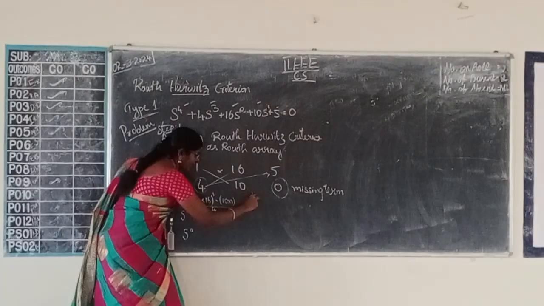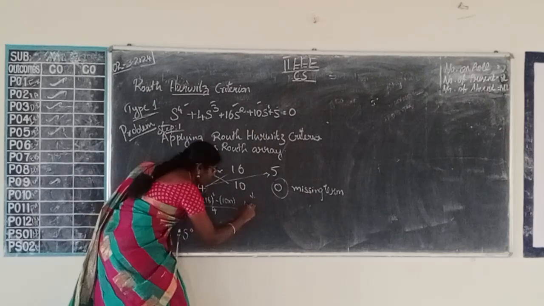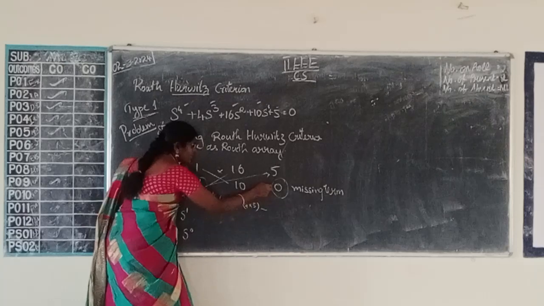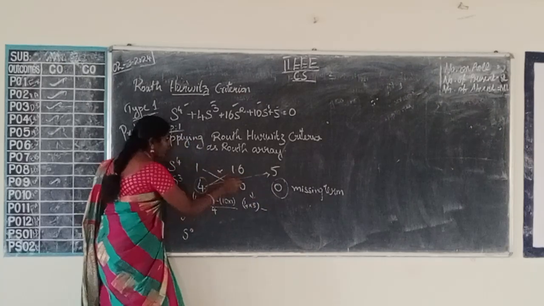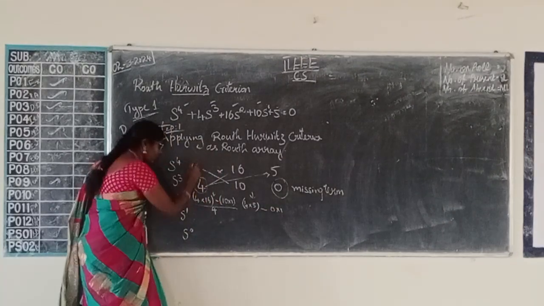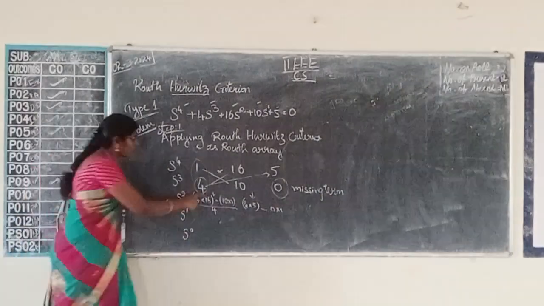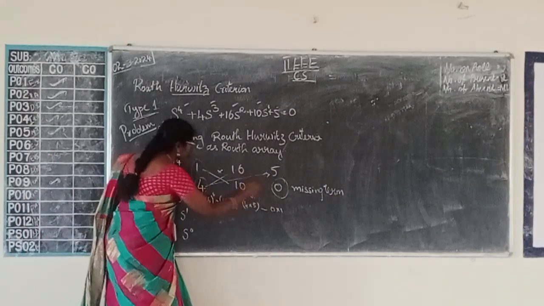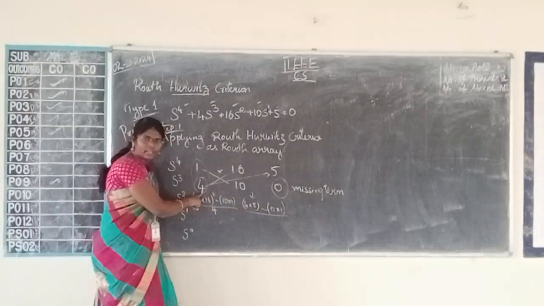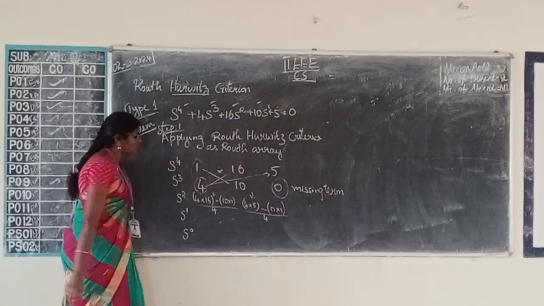Okay, next for the second array, again we will be doing the first one. That is 4 into 5 minus 0 into 1. Everything we are doing with reference to the first coefficients. So 4 into 5 minus 0 into 1, divided by 4, the coefficient which you are taking as reference. Okay, so on solving this, what will we be getting?